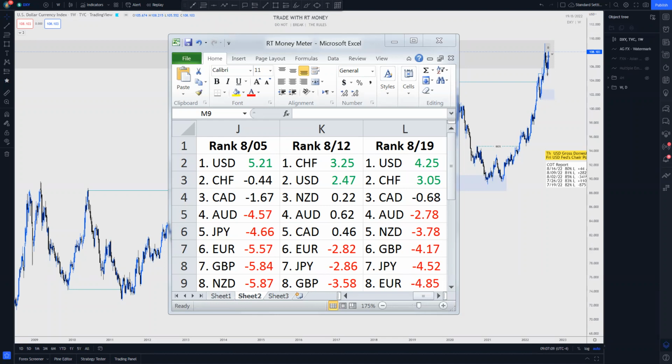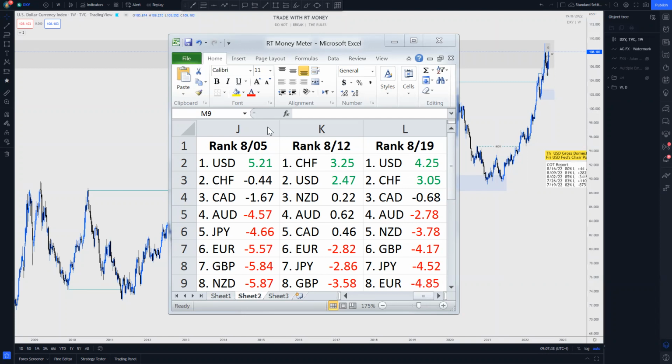All right, we're going to take a look at the US dollar index right now. Why do I always look at the US dollar index? Because it is the global currency of commerce, okay? And all the majors include the US dollar. So a lot hinges on the strength or weakness of the US dollar in the global economy, right? Now, let's take a look at the RT money meter.